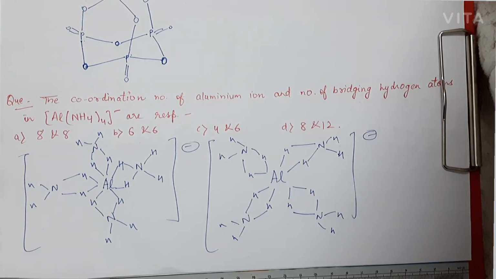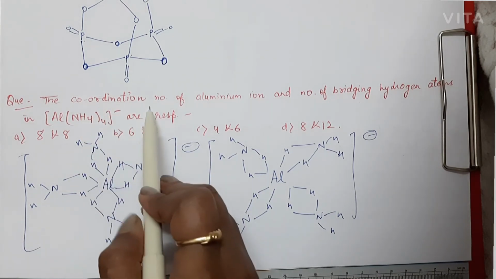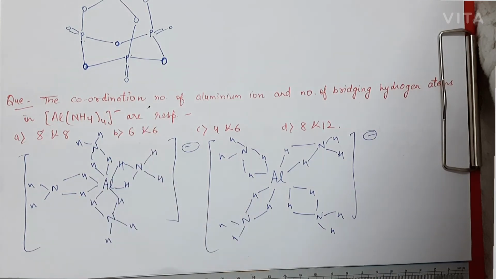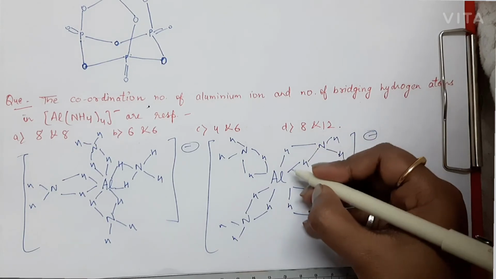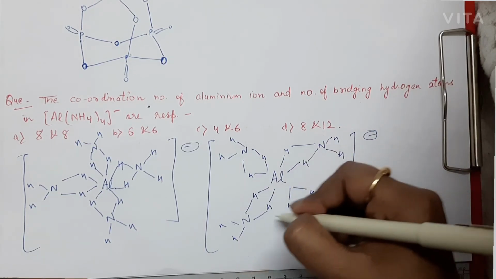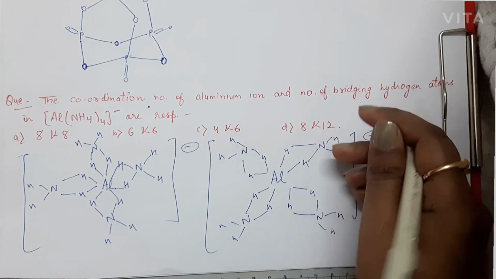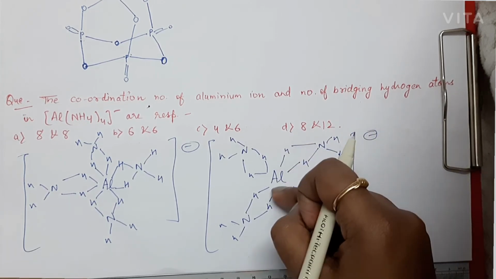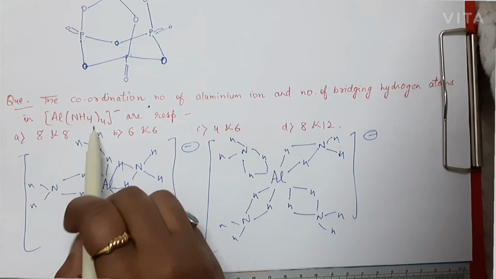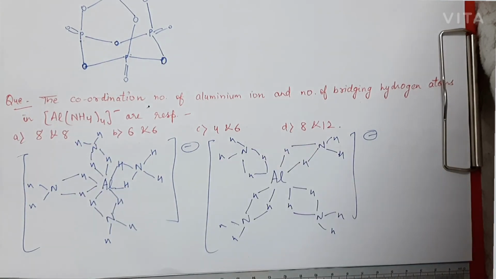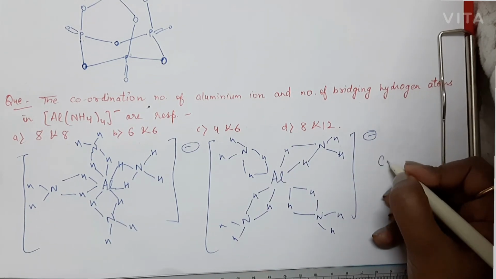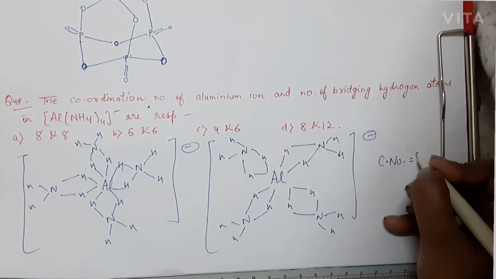So here what you can observe is they want to know the coordination number of this aluminium in the complex. So here you can see aluminium is bonded with 8 hydrogens, right? Out of one NH4 ligand, 2 hydrogens are bonded with aluminium. So we have 4 NH4 ligands. So basically we have 8 bonds between metal and ligands. So here you will have the coordination number equal to 8.